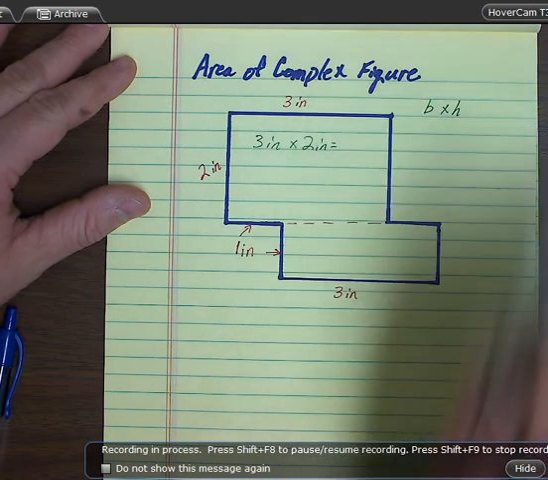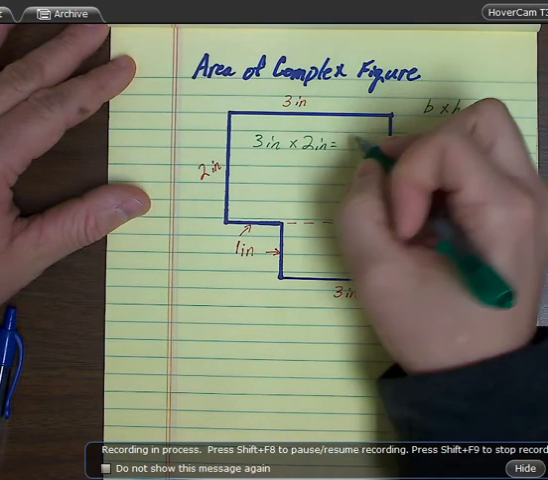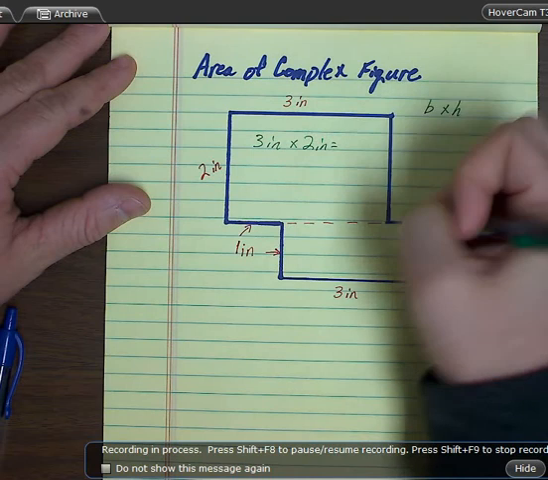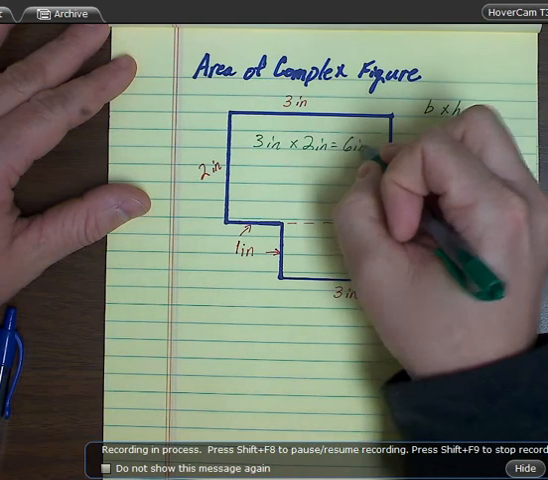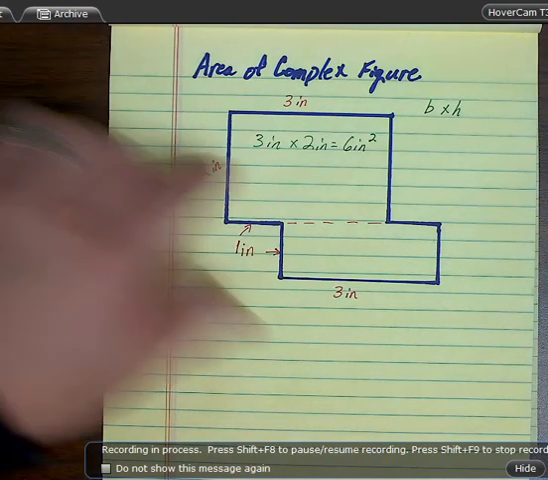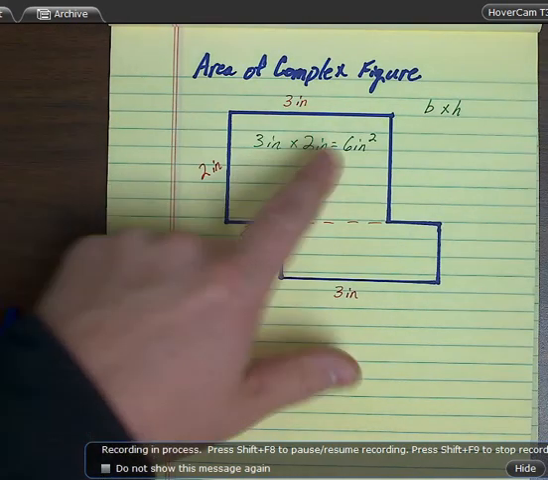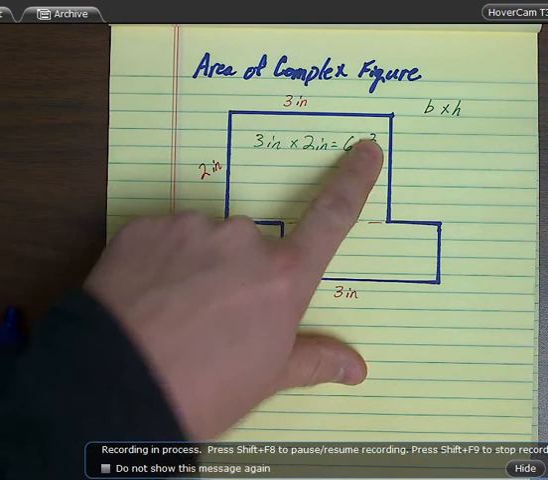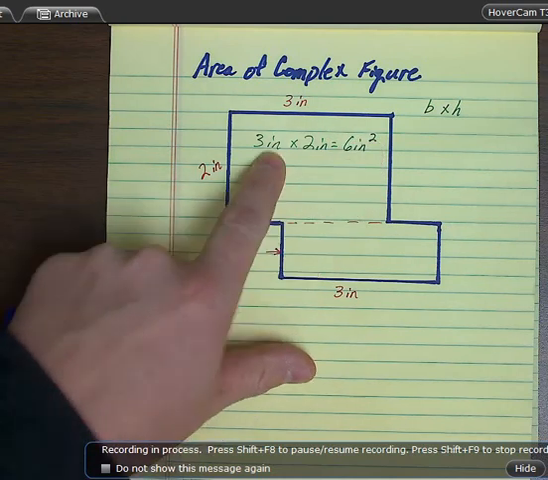And what's that going to equal? Well, that's going to equal, for this rectangle, 6 inches squared. And I have to put that squared on there because we're multiplying this unit and this unit, and so we basically have 2 units for inches.